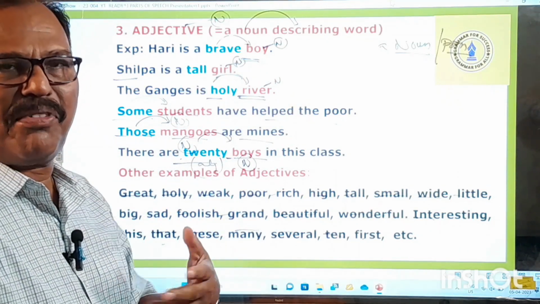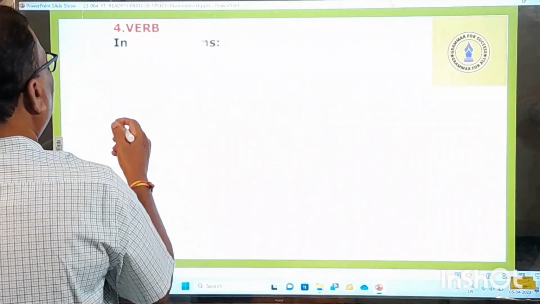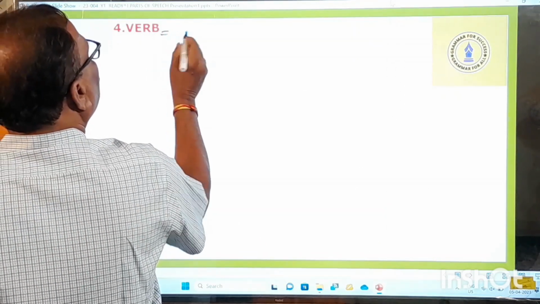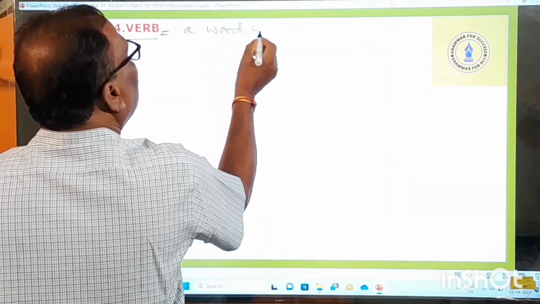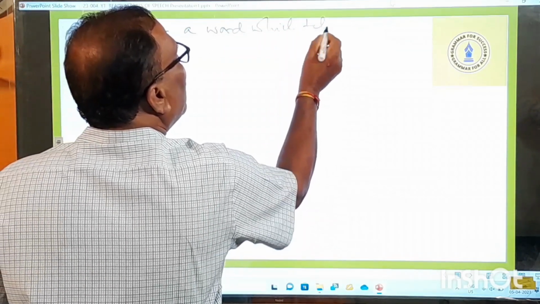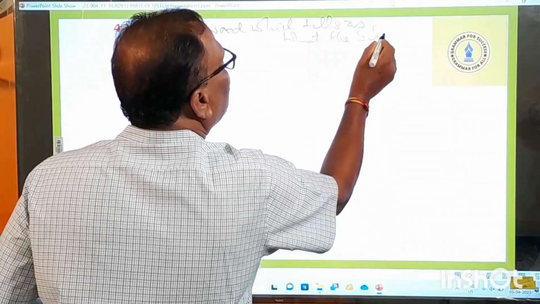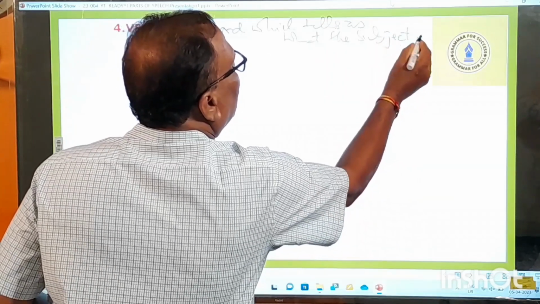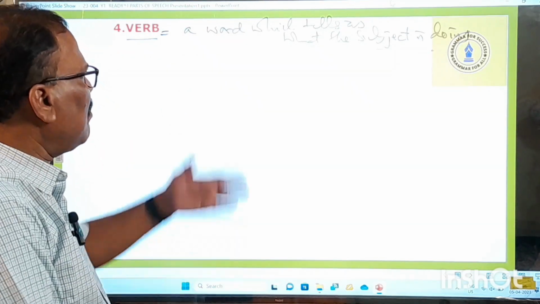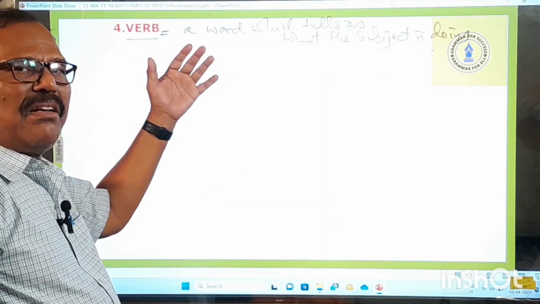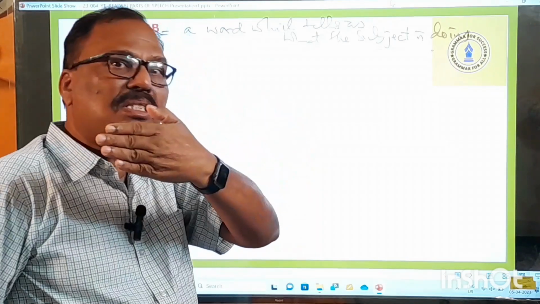So, my dear learners of English grammar, now pay attention to this verb. So, verb means what? Okay, verb is a word. What is a verb? A verb is a word which tells us what the subject is doing. Dear learners of English grammar, this is a grammatical rule or definition. A word which tells us what the subject is doing.